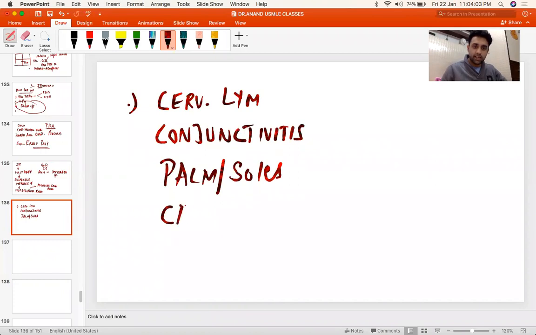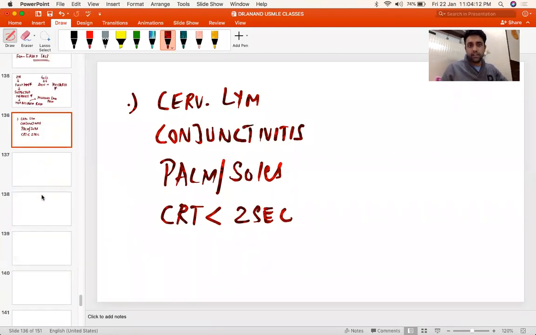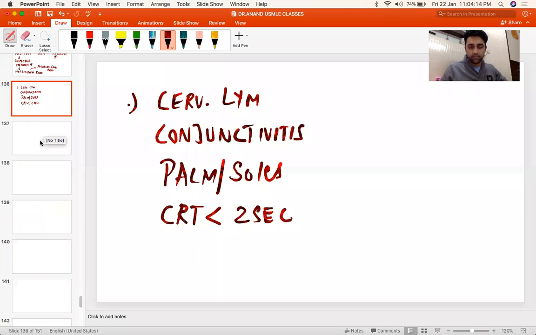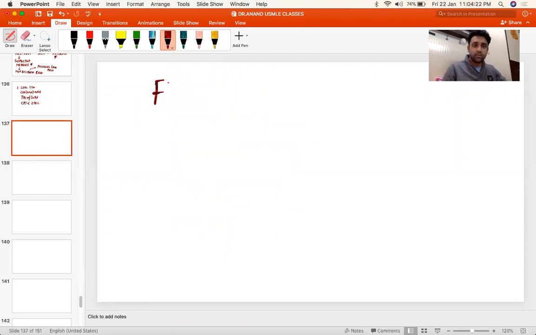The child's CRT was less than 2 seconds. Okay, these were the findings in the child: cervical lymphadenopathy, conjunctivitis, some desquamation over the palms and soles, and CRT less than 2 seconds. Still, I will not tell you the diagnosis. The question is, what is the first-line management for this child? What do you want to do?